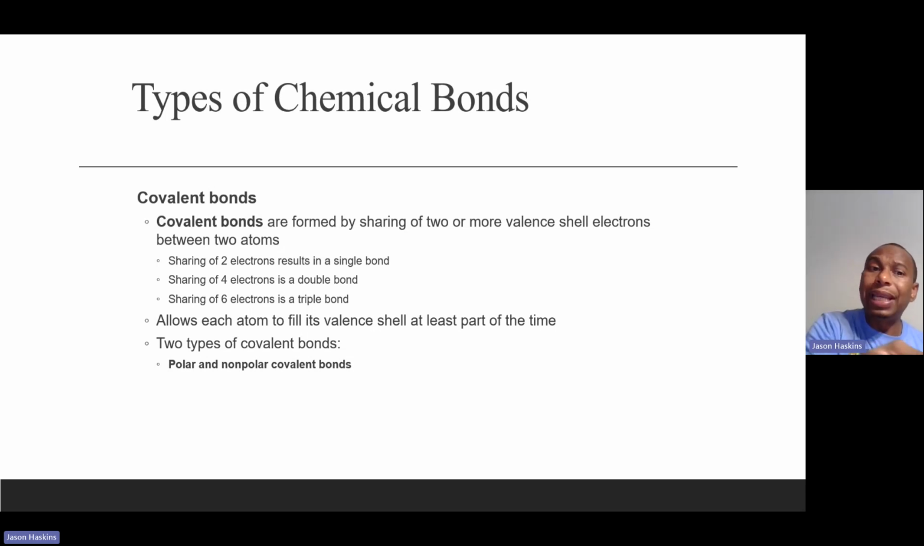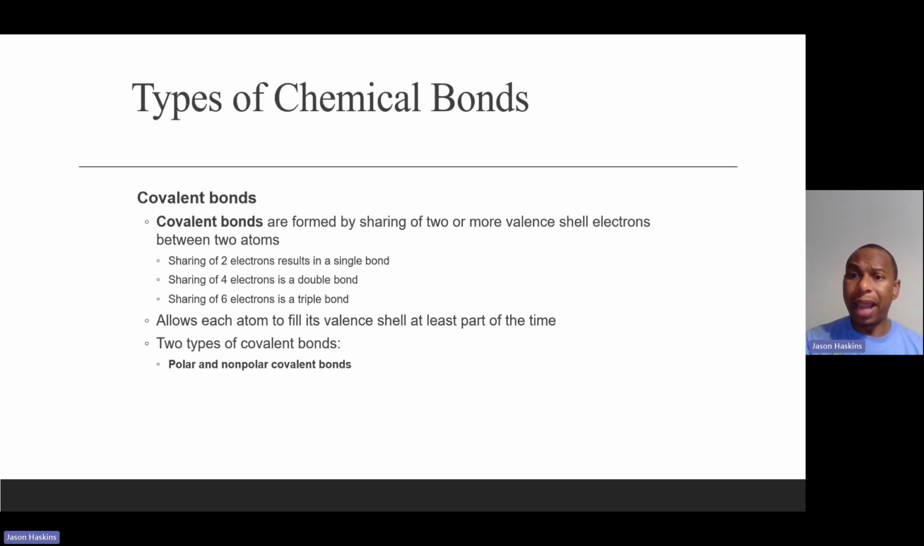Now, non-polar covalent bonds are when the electrons are equally shared. So usually when an element bonds to itself, those electrons are going to be equally shared between the two elements.